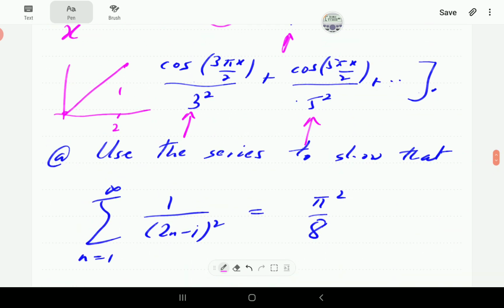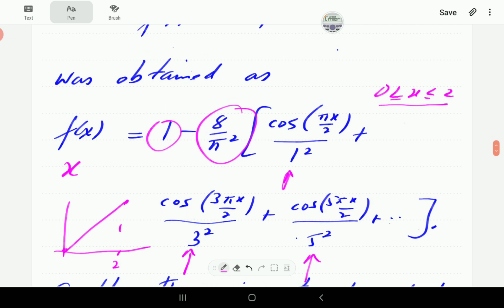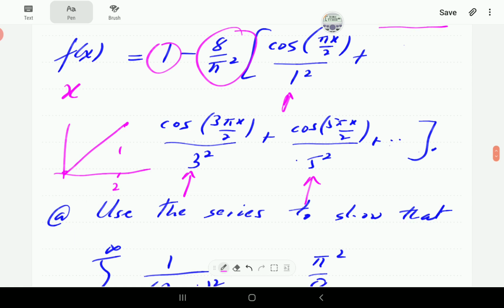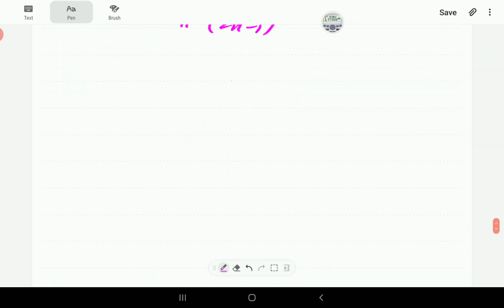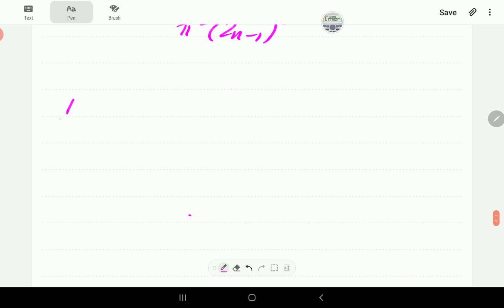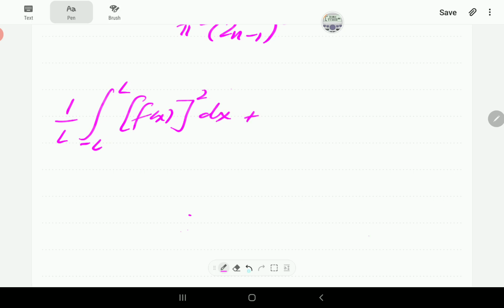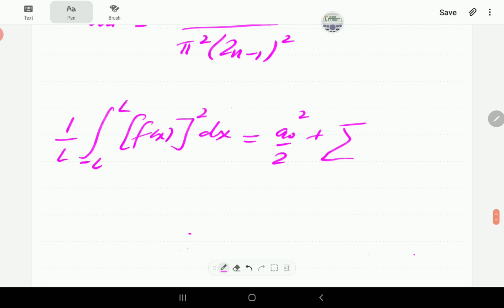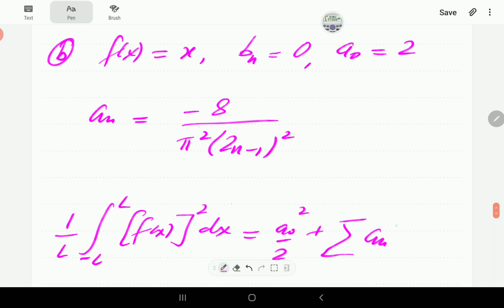So remember, our interval is 0 to 2. So this is going to be 1 over L integral from minus L to L of f of x squared dx is equal to a naught squared over 2 plus the sum of an squared. Bn is 0, so it's just going to be an squared there.